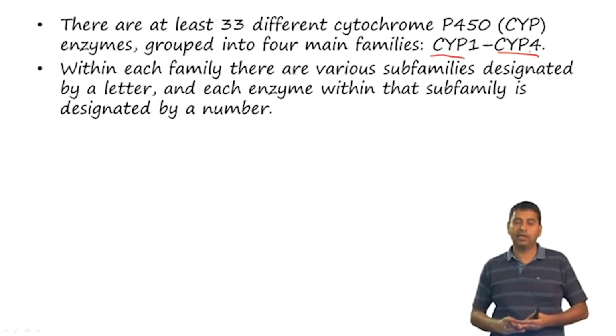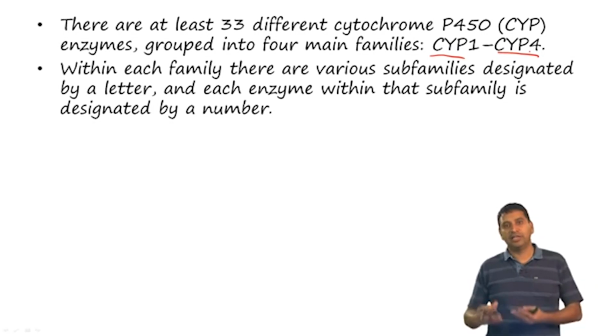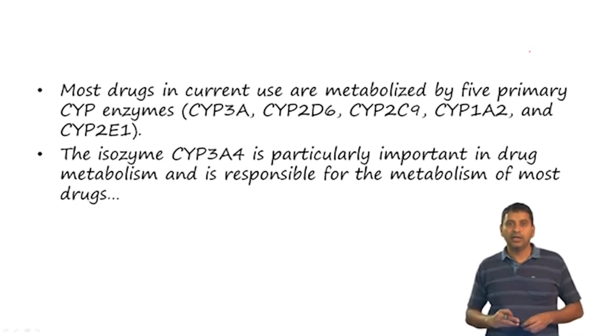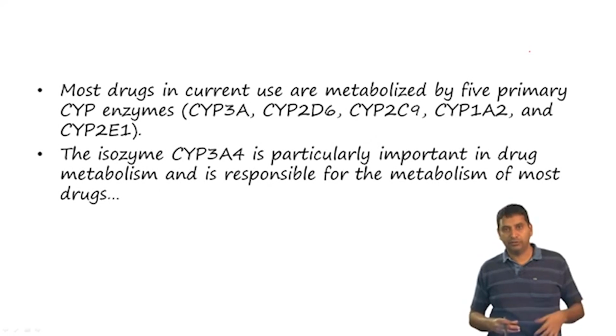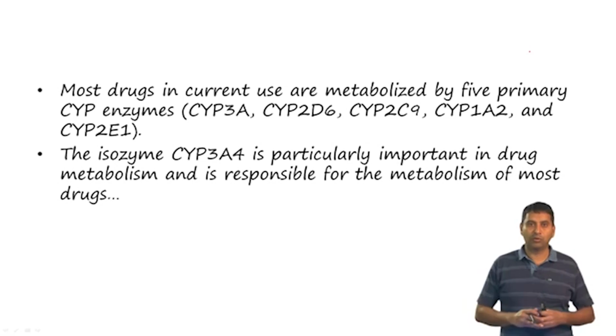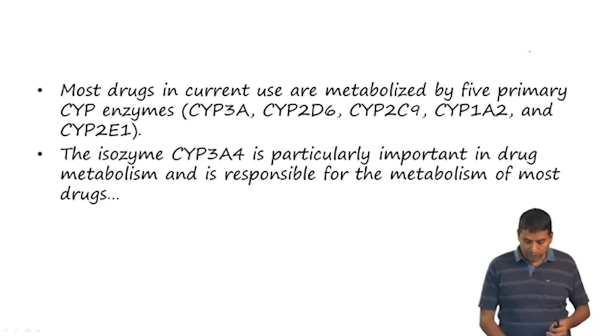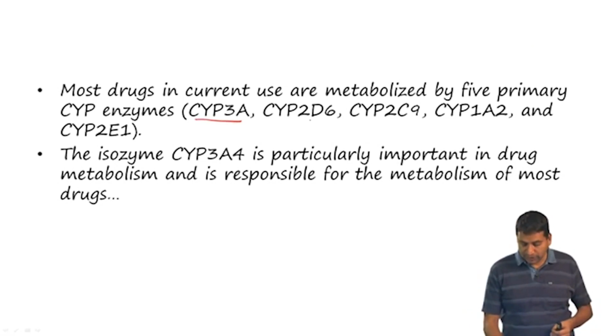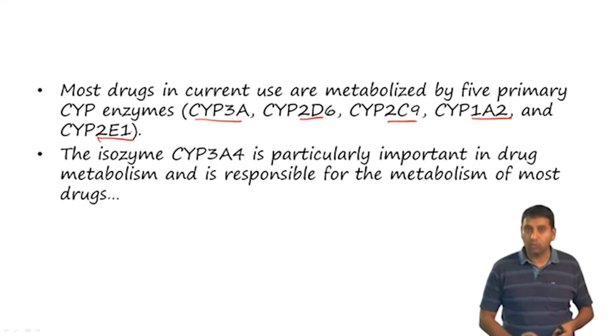So, for example, you can have CYP2A1 or CYP3A4 and so on and so forth. Okay. Most drugs currently in use are metabolized by 5 primary enzymes. So, you can bring down that large number down to pretty much 5 numbers. So, that is CYP3A, 2D6, 2C9, 1A2 and 2E1.